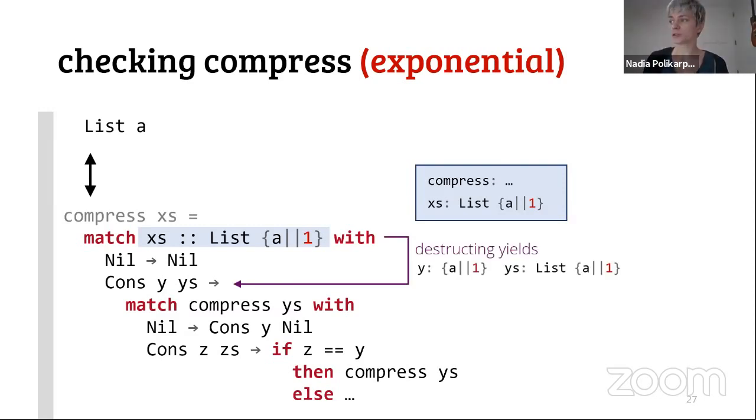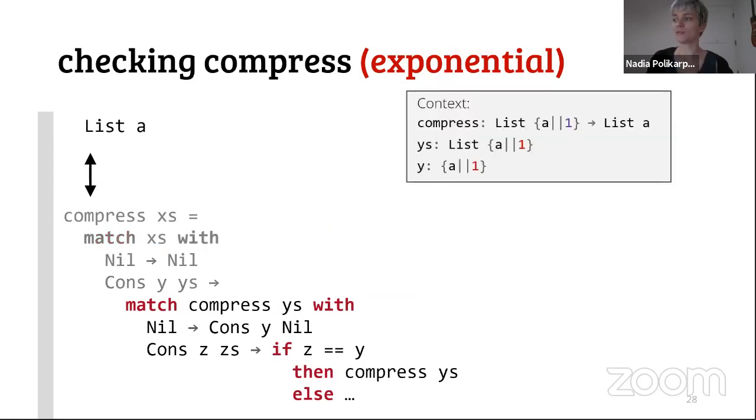Because this is the type of our scrutiny, when we are destructing it, just by matching the type of the cons constructor against the type of xs, what we get is that the head y is now of type A with potential 1, and the tail ys is of type list of As with potential 1. So now this will be the context in which we check the cons branch of this match, right? As you can see now, we have this head with a single unit of potential that kind of got freed up for us to pay for some operation.